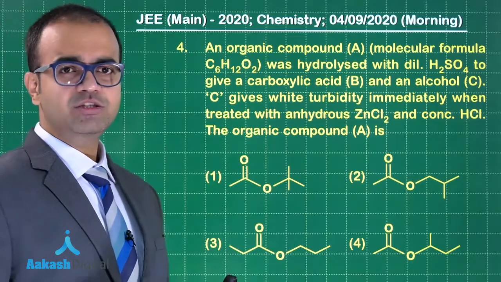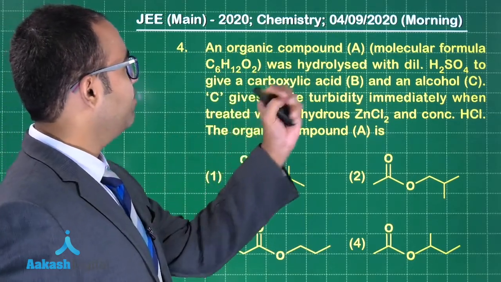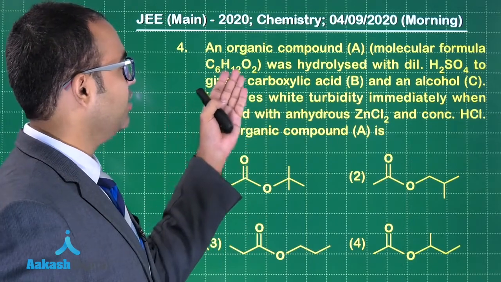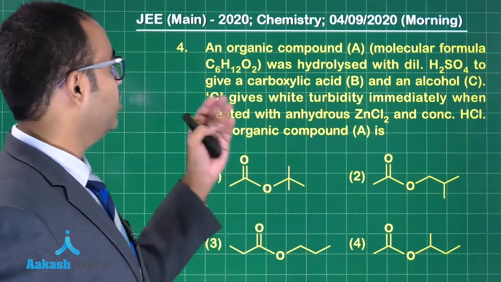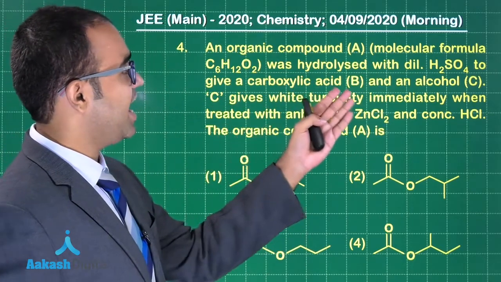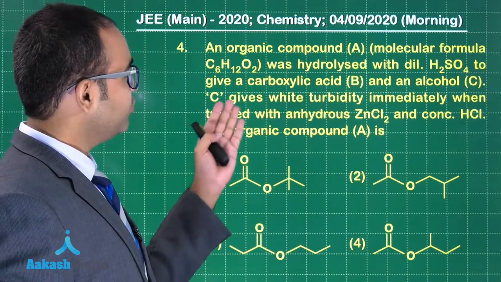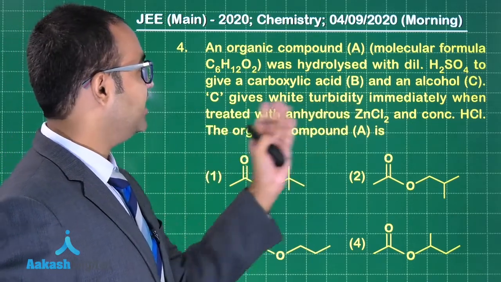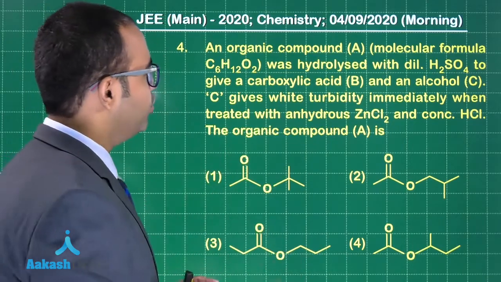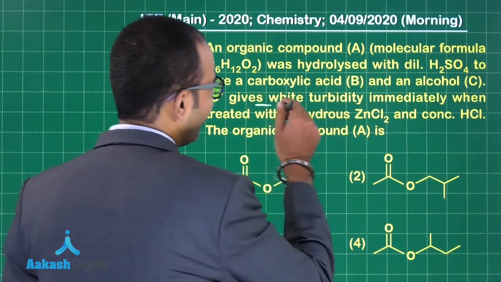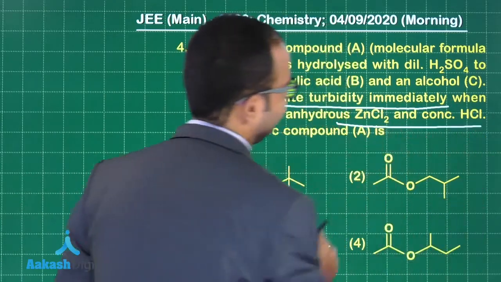So let's see what this question is. An organic compound A, molecular formula C6H12O2, was hydrolyzed with dilute H2SO4 to give a carboxylic acid and an alcohol C. C gives white turbidity immediately when treated with anhydrous ZnCl2. Now the important point to note over here is that it gives white turbidity immediately with ZnCl2 and HCl, guys.